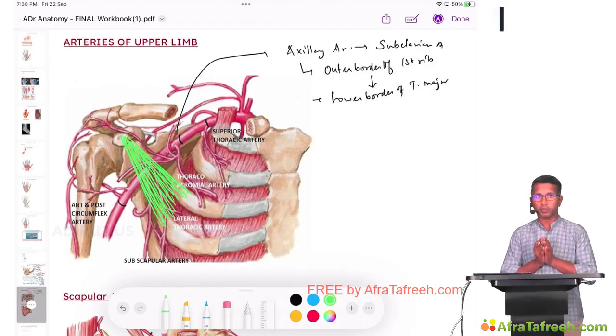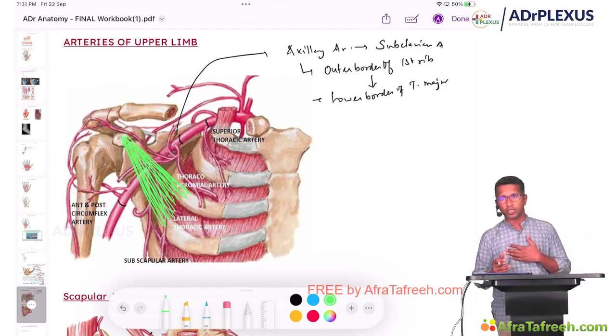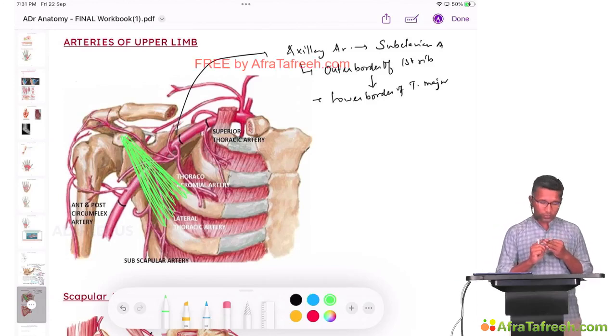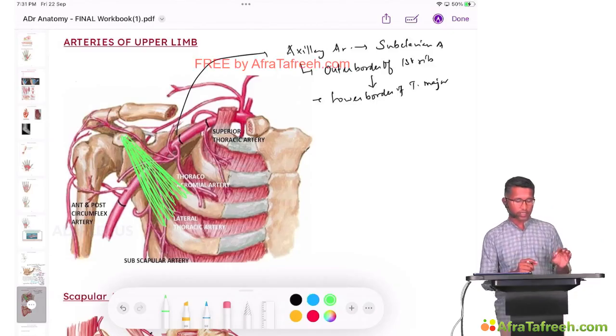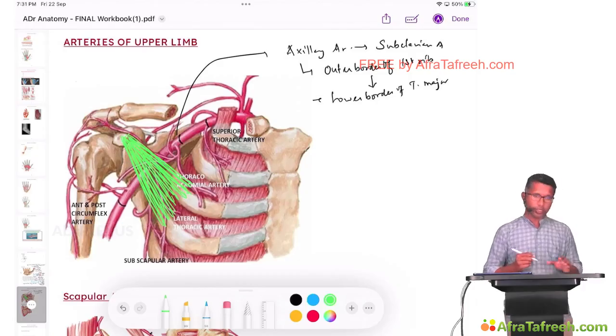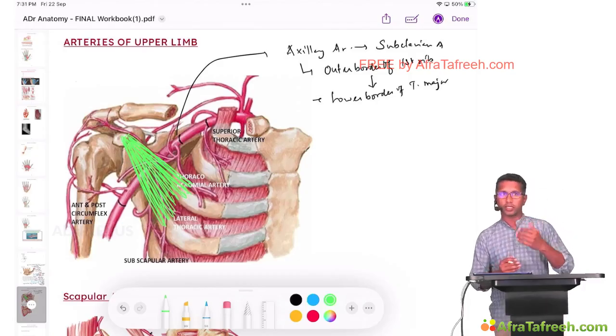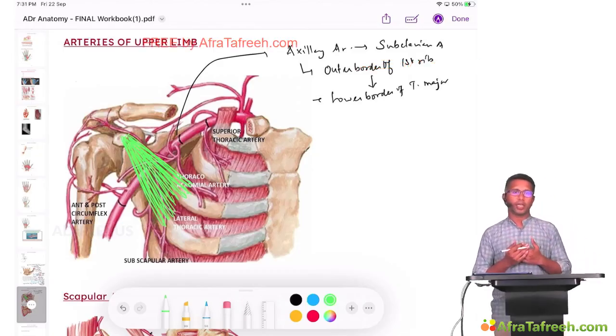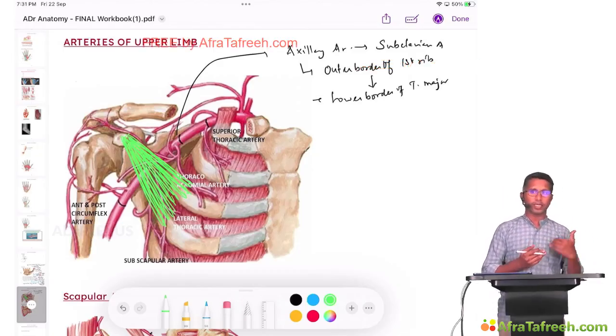So what is the pectoralis minor muscle? It is a muscle in the pectoral region. It arises from the 3rd, 4th and 5th rib, and gets inserted into the coracoid process, and this divides the entire axillary artery into 3 parts. One part is proximal to the pectoralis minor, one part is deep to the pectoralis minor, and the other part is distal to the pectoralis minor.